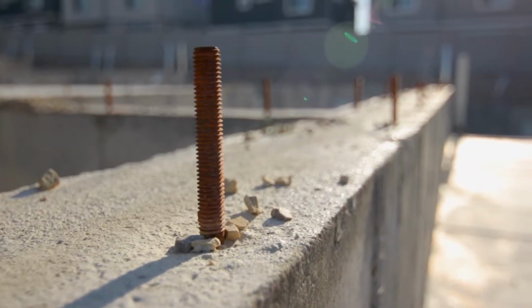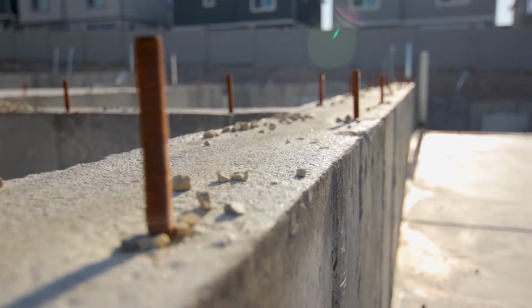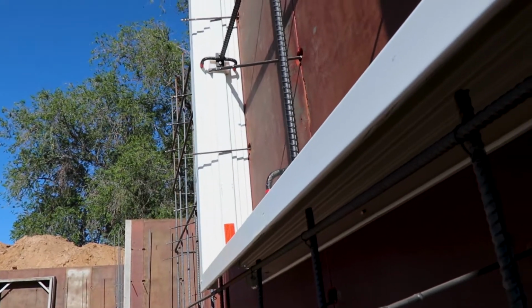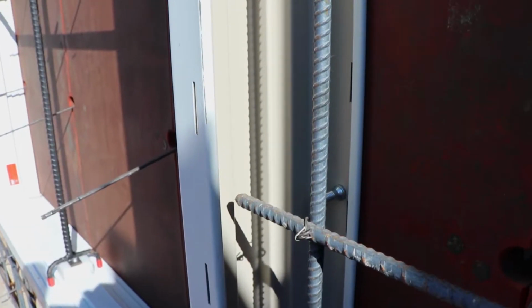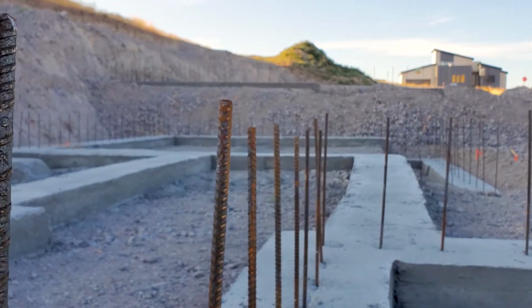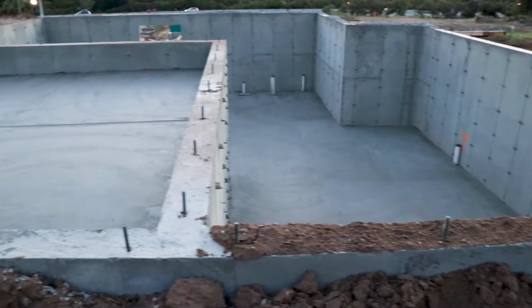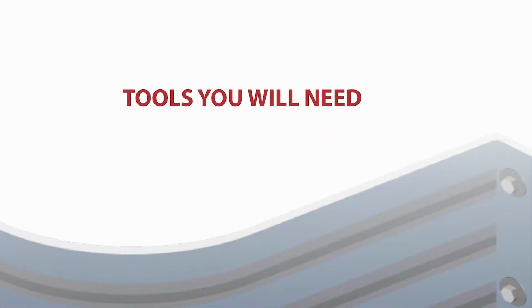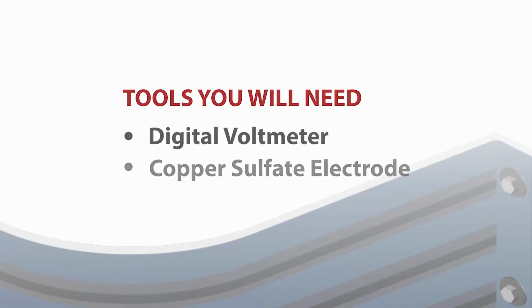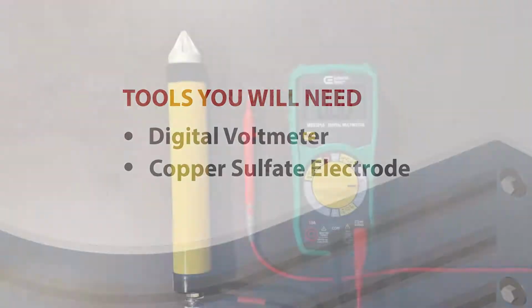In our situation, we will use a continuity test to make sure the area well is not connected to the grounding system, specifically the rebar and the foundation. Knowing that the area well is not connected will give you confidence that the installation was done properly. Tools you will need for continuity testing: digital voltmeter, also known as a multimeter, and a copper sulfate electrode.